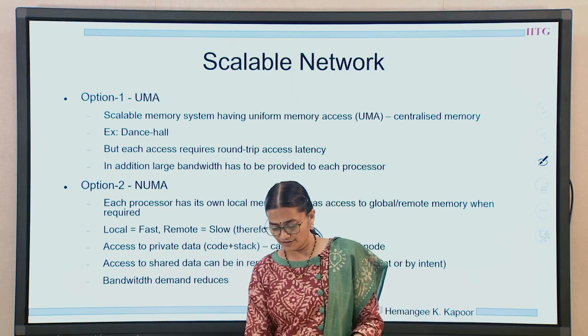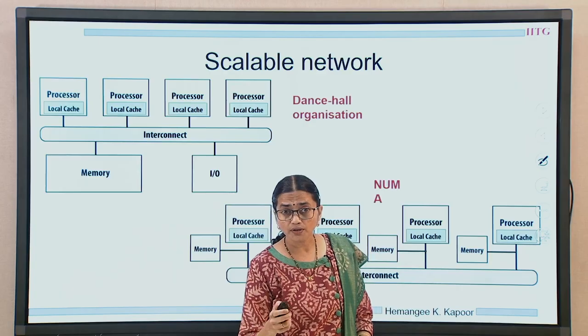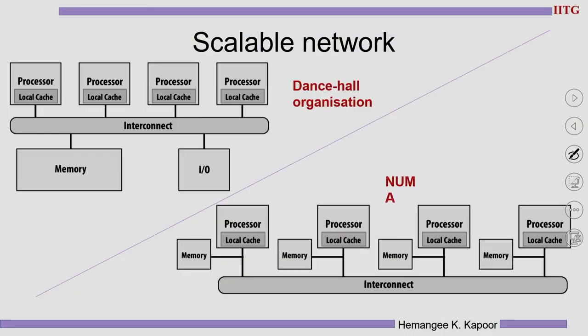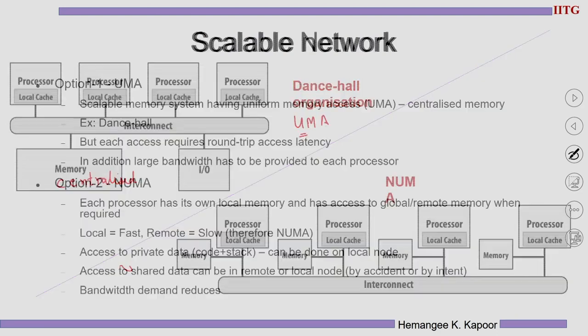The other alternative, but wait a minute, I'll just show you the design of the UMA. So this is the uniform memory access architecture, where the processors are on one side and the memory is common. So this is the centralized memory, and each processor can go and access that memory. But the latency of access is the same, hence uniform memory access.